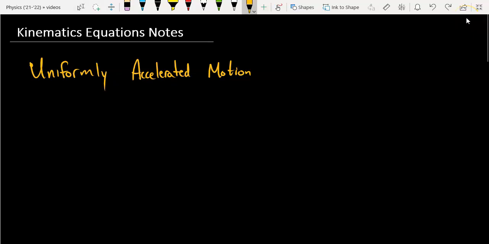Today we're going to be talking about uniformly accelerated motion. And it's just going to be a little bit of an overview of the equations and how we use them. And you can see some practice of me setting them up.